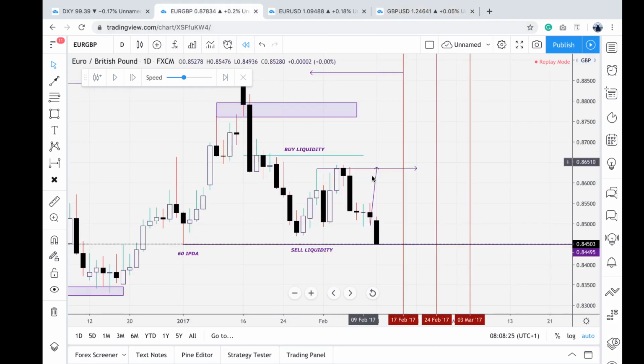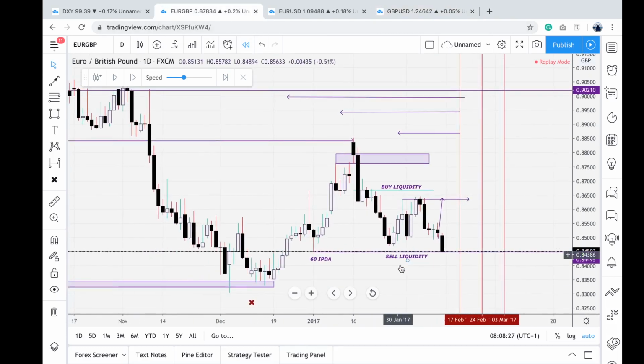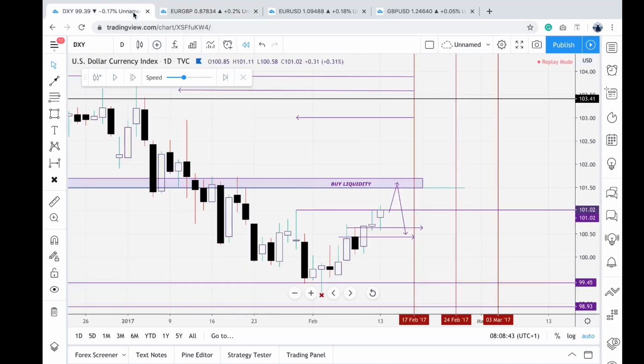For euro pound, price just traded through our sell liquidity. I'd rather prefer we stay out of this until we see something clearer in the market. But currently we've tapped sell liquidity. We have buy liquidity above the marketplace, so it'll be interesting to see what price does. Let's go to the DXY. Let's see what DXY actually does.